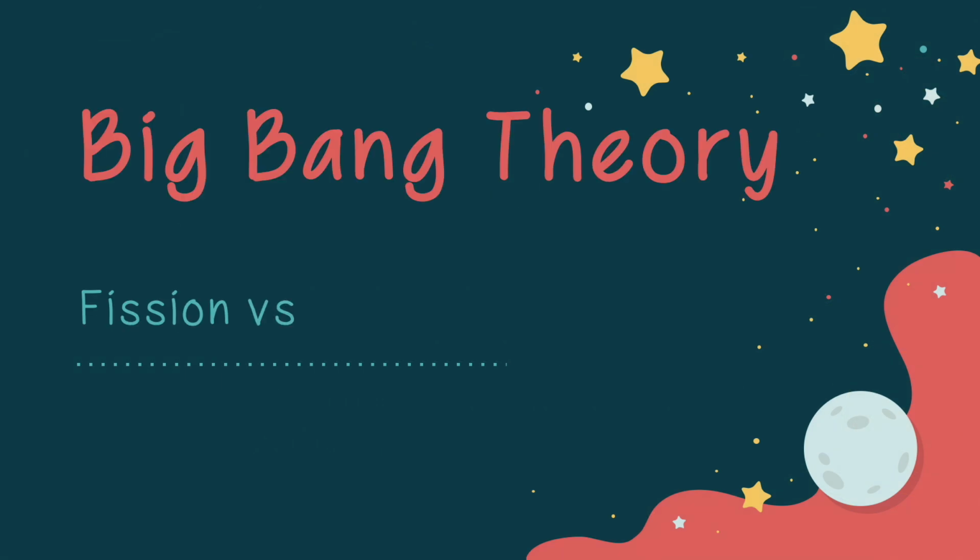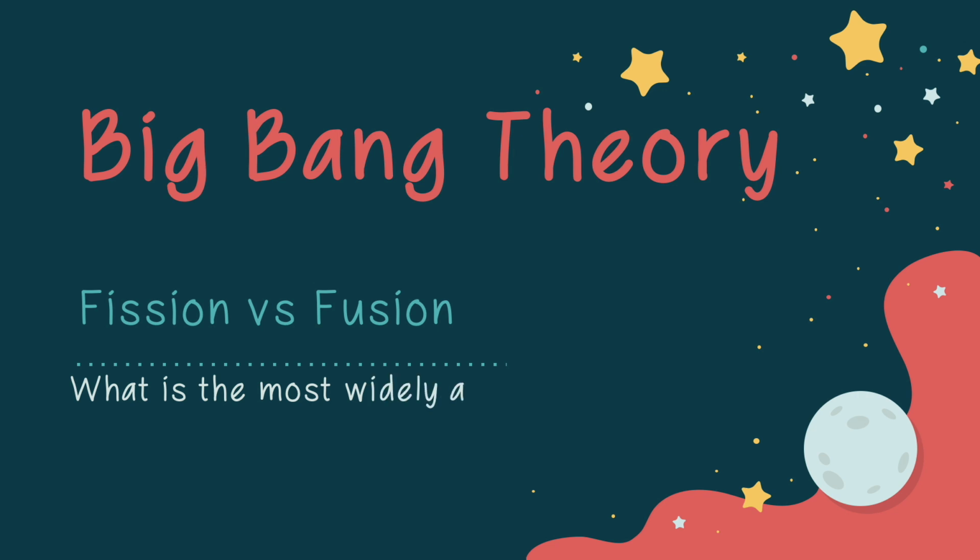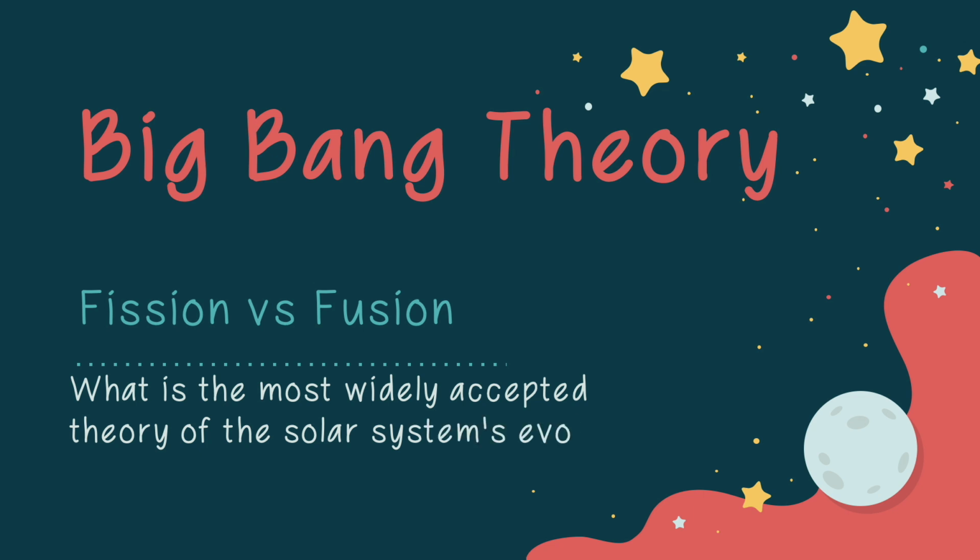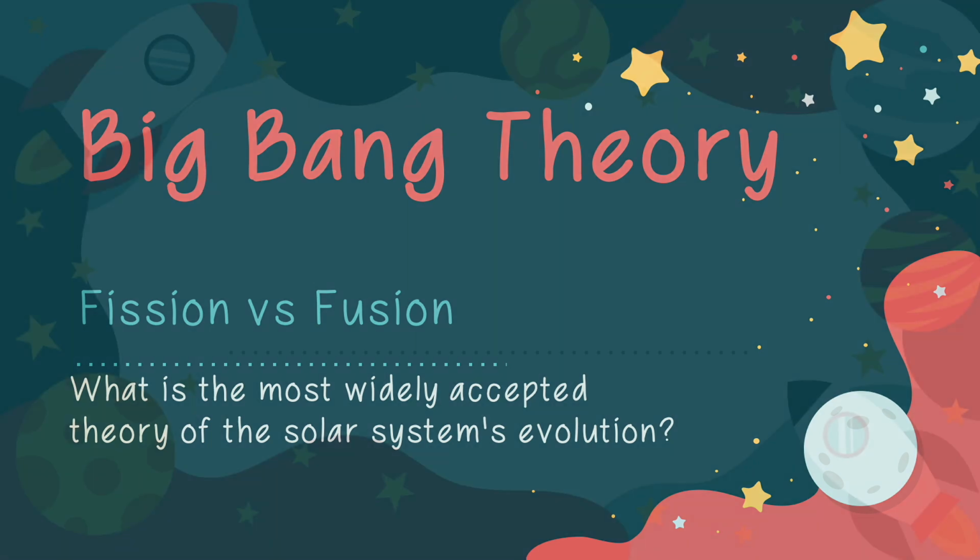The third topic is Big Bang theory. You would want to know the differences between fission and fusion and how they are related to the Big Bang theory. For this topic, the test would ask something like, what is the most widely accepted theory of the solar system's evolution? The last topic is gravity.